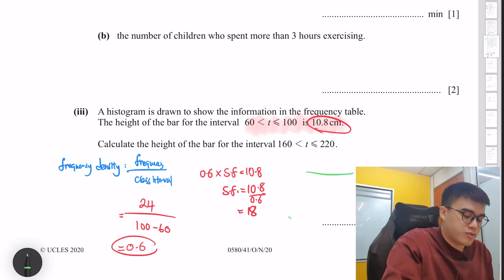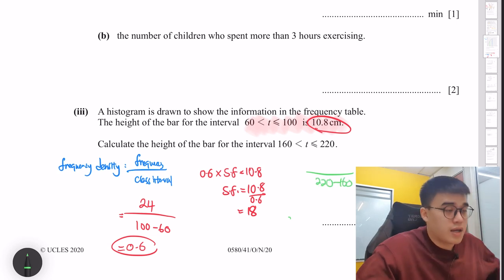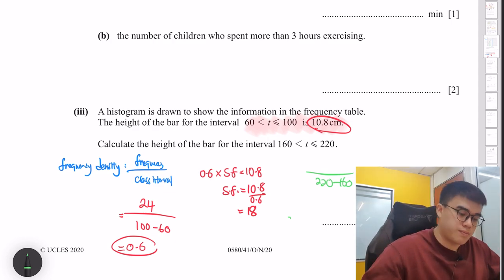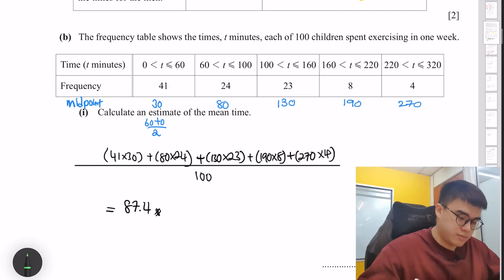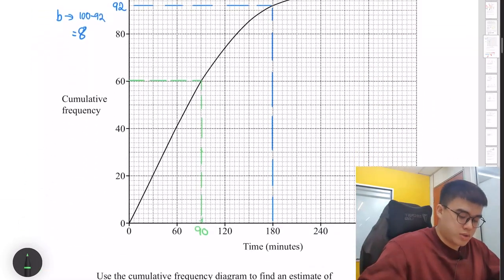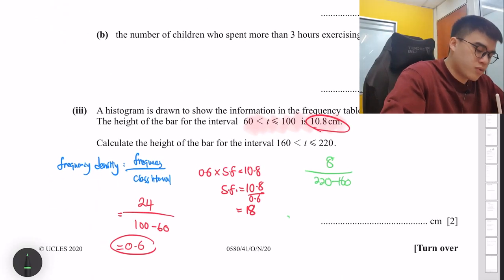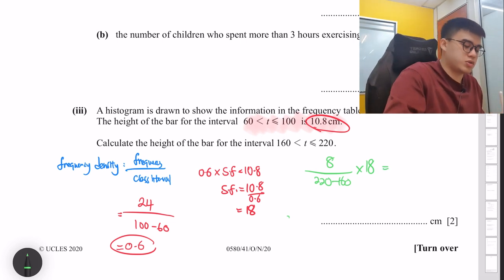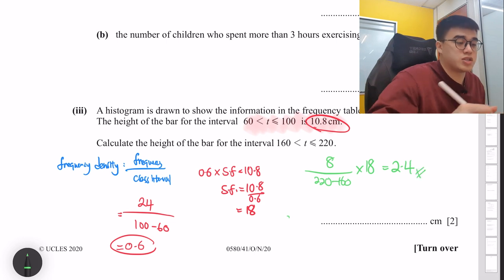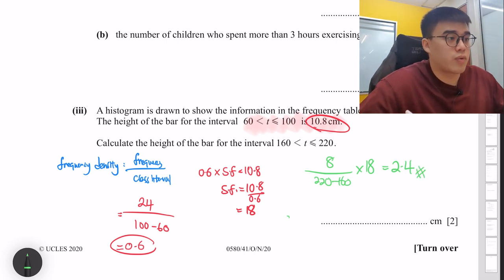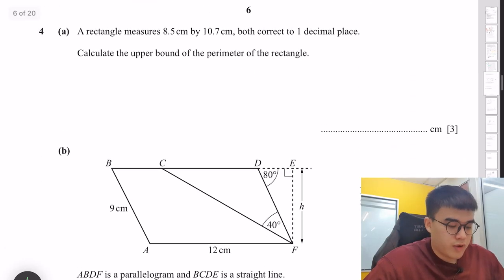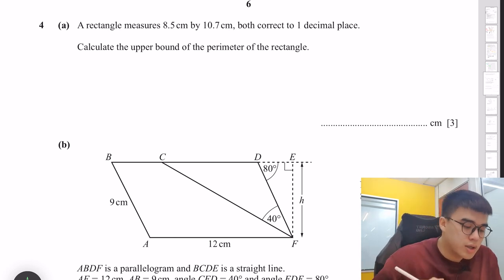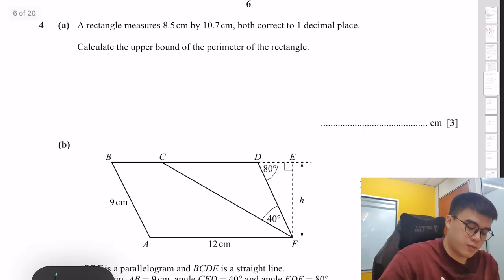The class interval for this group is 220 minus 160. From the table that was given to us, the frequency is about 8. So let's bring it down, put in 8. Remember to multiply by 18. With this, you will get your result as 2.4 centimeters. So this is it for question 3. Moving on, we have question 4 here, which is an upper bound and lower bound question. One decimal place is what I will always focus on.